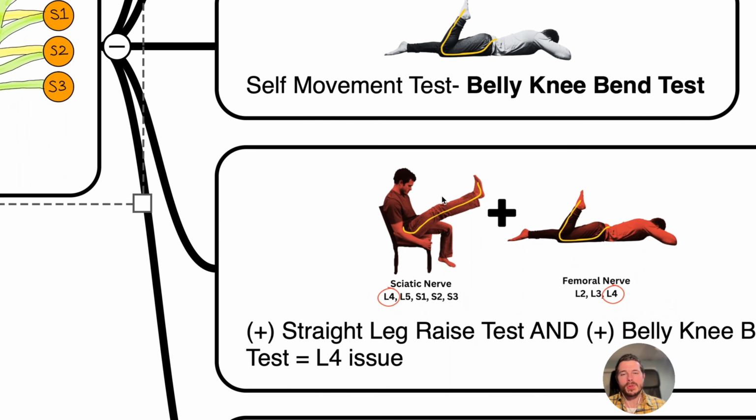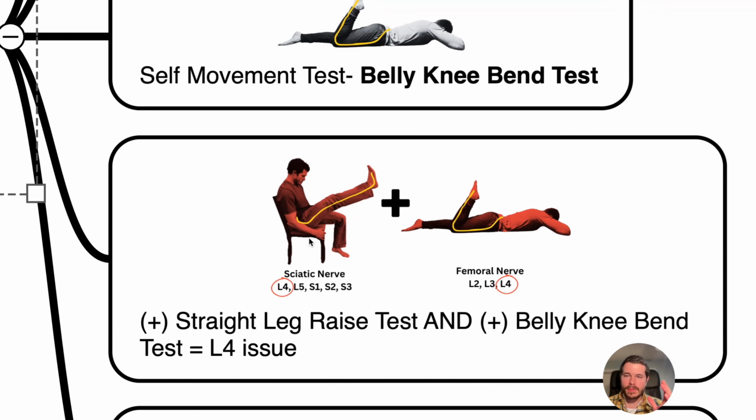And if you have a yucky leg raise, which again, at this point in the flow chart, you have. You may have a yucky good side leg raise. So you have a positive straight leg raise, meaning it causes pain, numbness, tingling, restriction. These straight leg raise tests pull on the L4, L5, S1, S2, and S3 nerve roots because those make up the sciatic nerve. And if you do this belly knee bend test and it causes pain, numbness, and tingling as well, and is limited compared to the non-painful side, then this points to an L4 issue, because L4 is common between the femoral nerve and the sciatic nerve. So it points to an L4 issue.